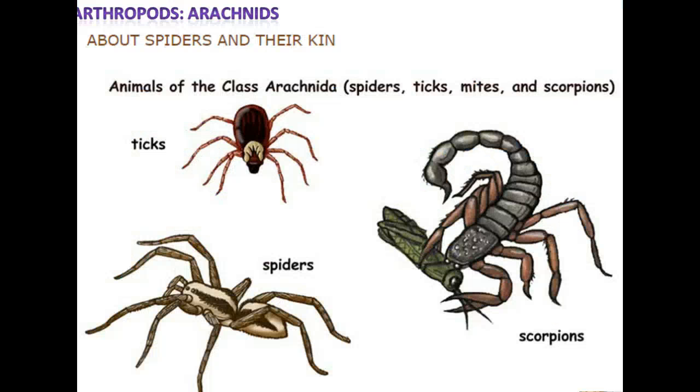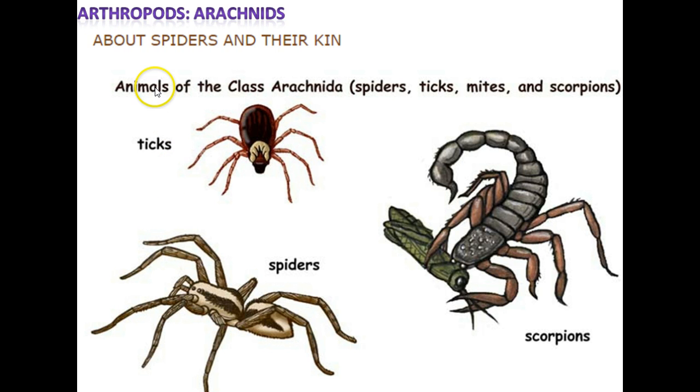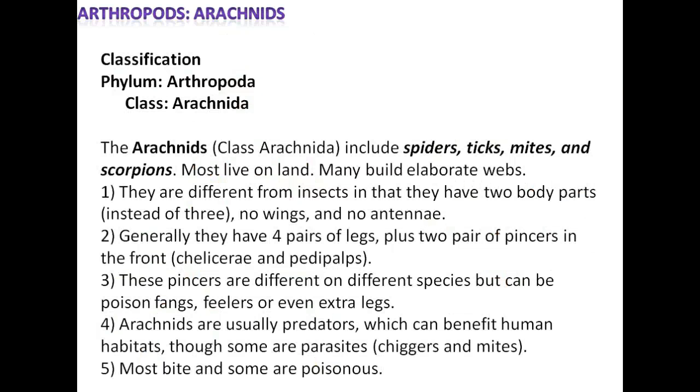So arthropods. Arthropods are, for example, arachnids. Now this isn't the only arthropod that there is. Arachnids are spiders, obviously, ticks, mites, and scorpions. All of these are considered arachnids, part of the arthropod family. Arthropods and arachnids of the arachnid class include spiders, ticks, mites, and scorpions.